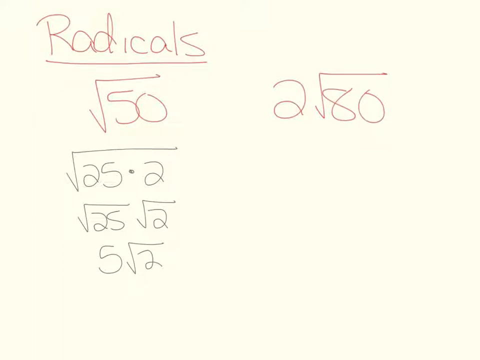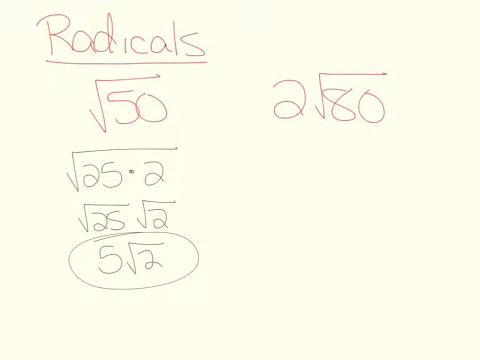So typically, we will go from here to here. You can show this step if you need to, but you don't have to. Square root of 25 is 5. Square root of 2, can't do anything with it, we're done. So the square root of 50 simplifies to 5 root 2.